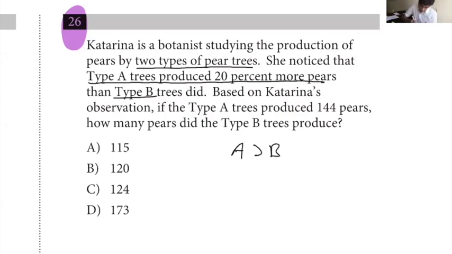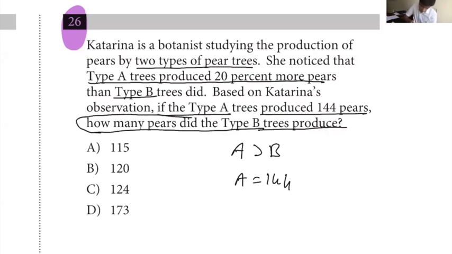So based on Karina's observation, if type A produces 144, so A equals 144, then how many does type B produce? The question is, the ask is, how many does type B produce? Okay, the units are pears for both A and pears for both B, so that's okay. So the ask is, what's B? What does B produce?